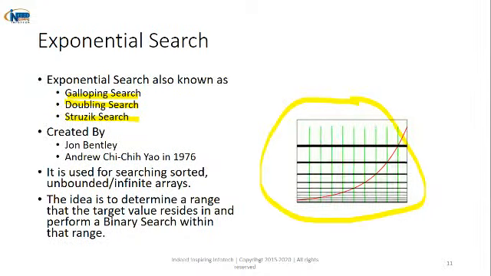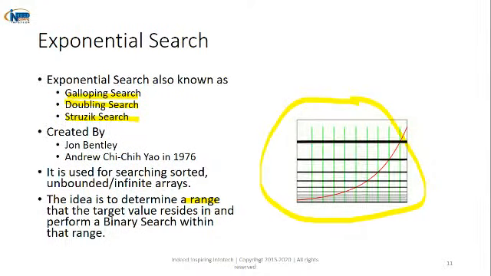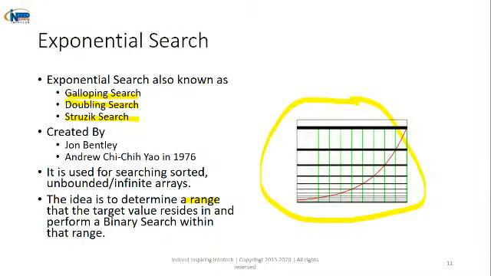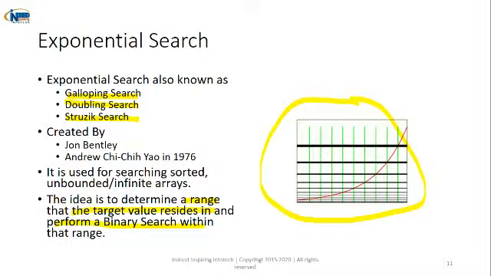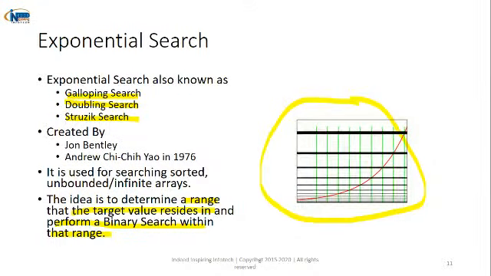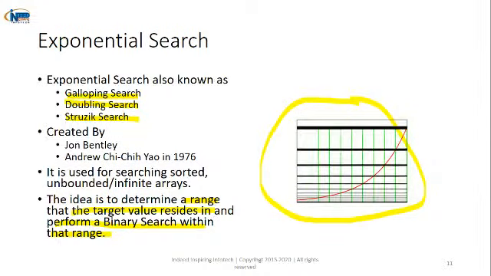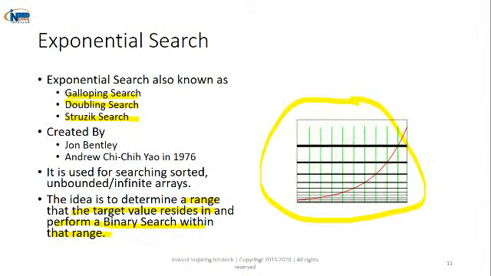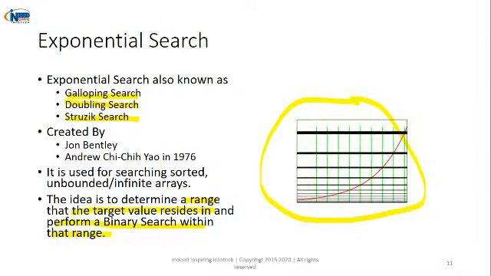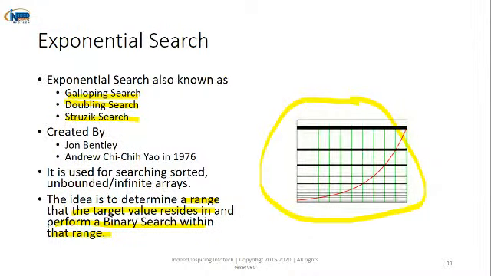The primary idea here is to determine a range that the target value resides in, and perform a binary search within the range. So what we are doing is performing binary search only, but how are we doing that? We do it by deciding a range, and that range will be decided by some exponential function.